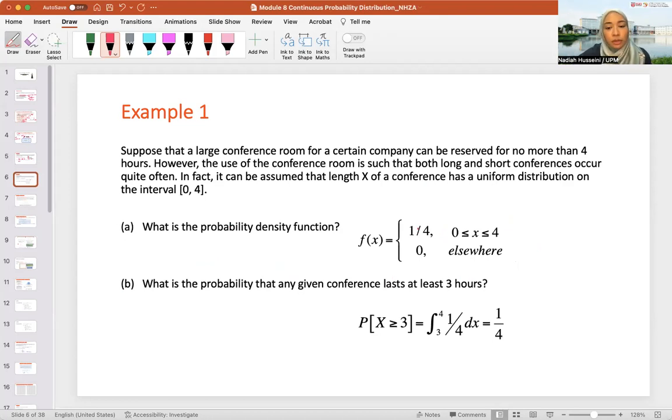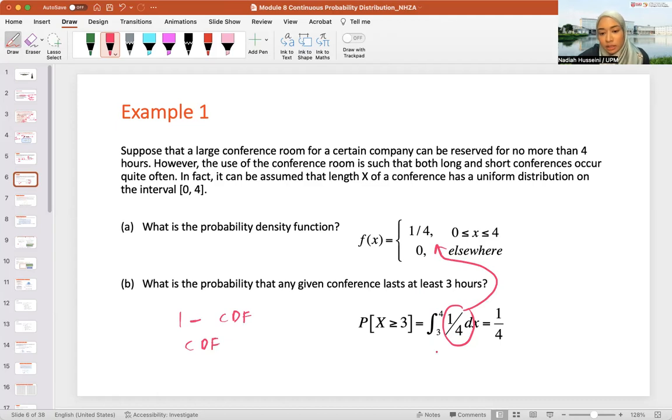So what is the probability density function? 1 over 4 when X is between 0 and 4, and it is 0 elsewhere. What is the probability that a given conference lasts at least 3 hours? X is greater or equal to 3. Therefore, you would need to integrate between 3 and 4, because your interval only goes up to 4 and they're asking you for the minimum, which is 3. So you integrate your PDF. Remember, if you integrate your PDF, you get the CDF, your cumulative distribution function. So whenever they ask you at least 3 hours, or greater than or less than, basically they're talking about the CDF. It's either 1 minus CDF or just the CDF itself.